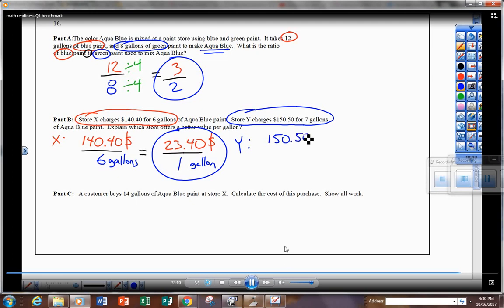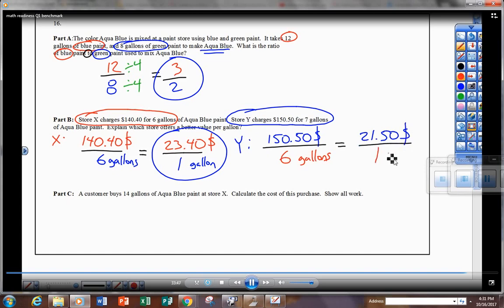150.5 divided by 7. So even though I'm writing a 6 here, I double check my math. I really did divide by 7. So again, please don't divide by 6 here. That should really be a 7. Change that on your paper. So 150.5 over 7 gallons. So 150.5 on my calculator divided by 7 equals 21.5.